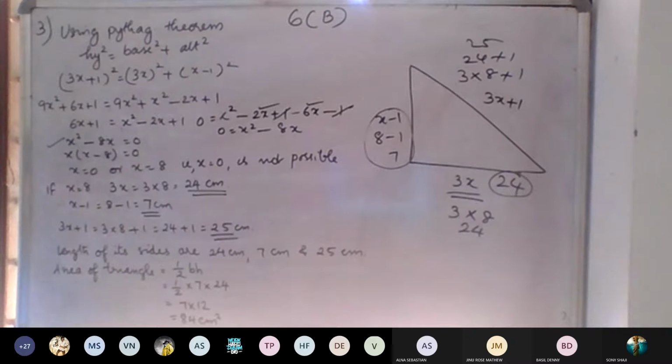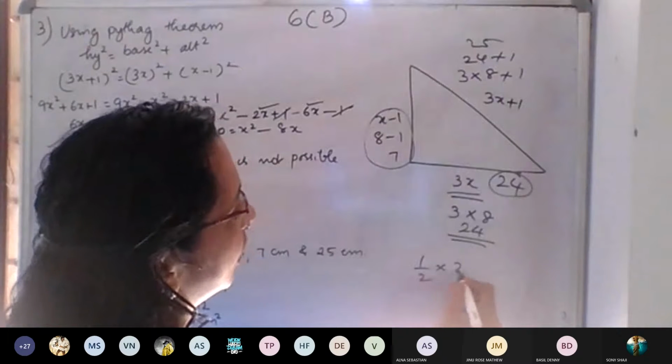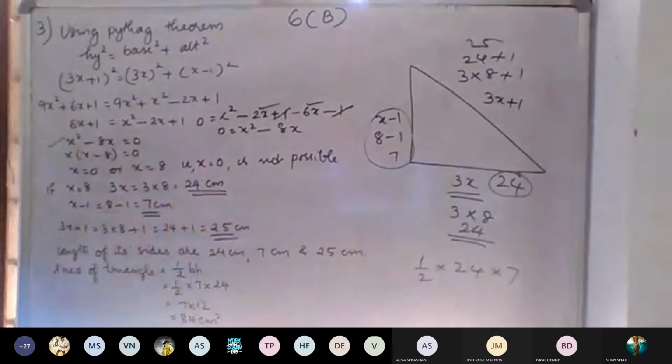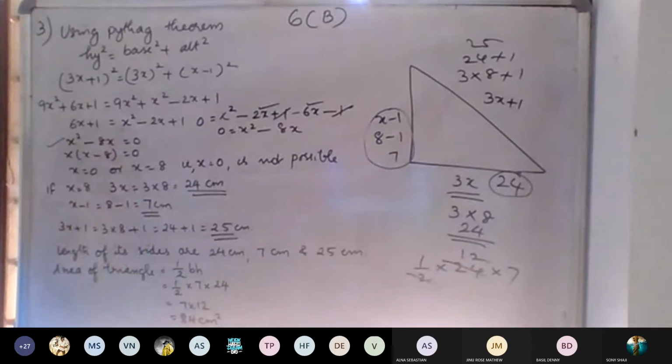Area of triangle is half B H, half into base into height. Base 24, half into 24 into 7. Either you can write 7 into 24 or 24 into 7. So 24 and 2 cancel, 12 times 7, 84 centimeters square.